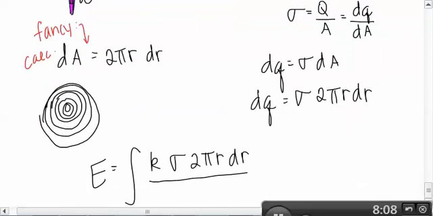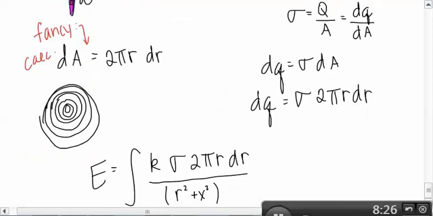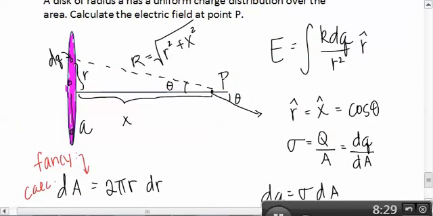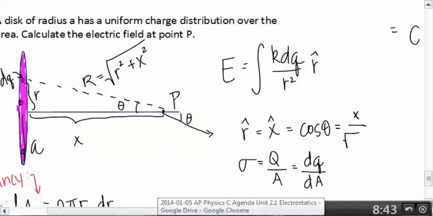So then down here, this would be the square root of little r squared plus x squared, all squared. So that should be r squared plus x squared. R hat is x hat, which is the cosine of theta. And the cosine of theta, let's go back up here. Cosine would be adjacent over hypotenuse. So would this be adjacent x over hypotenuse, the square root of r squared plus x squared?